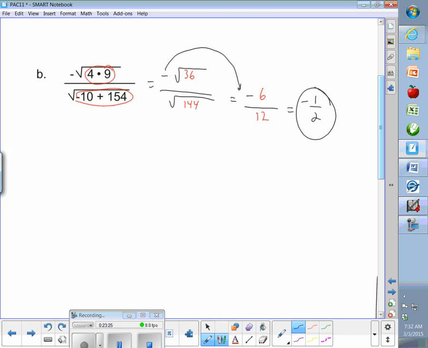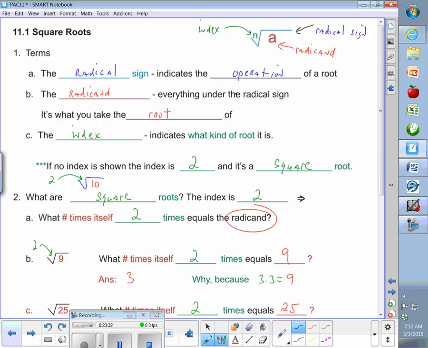All right, square roots. What number times itself 2 times equals the radicand? And let me finish with this thought. Don't forget to know your terms. The radical sign up here top right, radical sign, right? You need to know what the radical sign is. We need to know that everything under the radical sign is called the radicand, and we need to know that any number in the crevice is called the index, and if there is no number there, the value of the index is 2, and it's a square root. All right, that's the lesson.